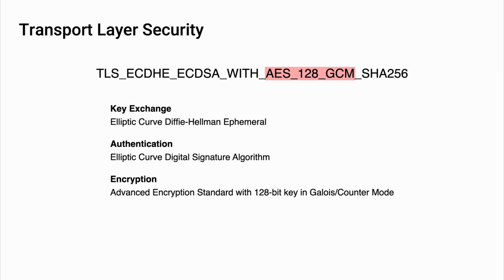Our next block tells us what encryption we're using. Here we're using AES, the Advanced Encryption Standard. We're using a 128-bit key, and we're using it in Galois counter mode. Finally, we have the hashing algorithm that we're using to ensure integrity. In this case, we're using the secure hashing algorithm 256. These 4 cryptographic algorithms are being used in the context of this protocol.